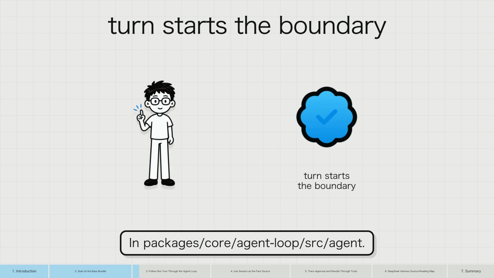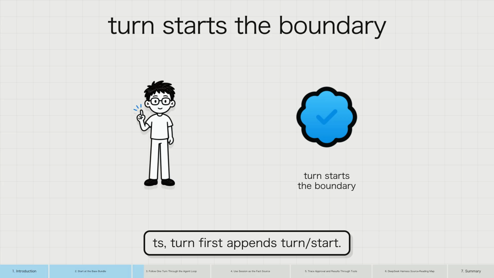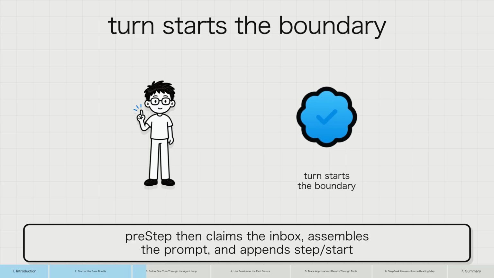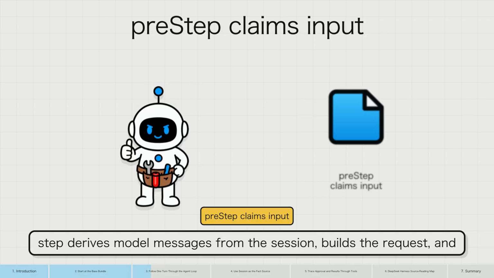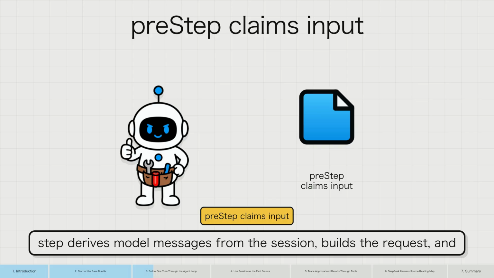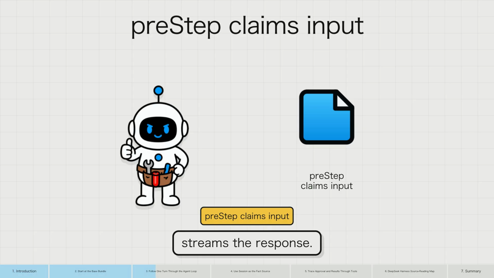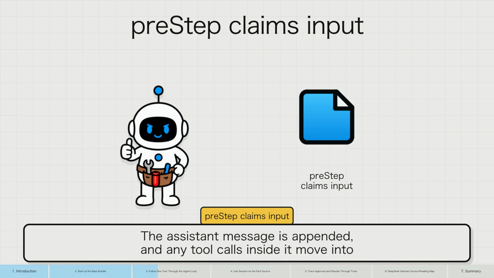In packages/core/agent-loop/src/agent.ts, turn first appends turn/start. Prestep then claims the inbox, assembles the prompt, and appends step/start plus user messages. Step derives model messages from the session, builds the request, and streams the response. The assistant message is appended, and any tool calls inside it move into the tool execution path.